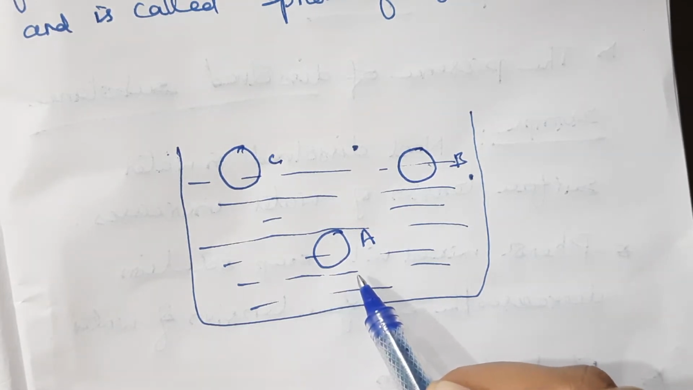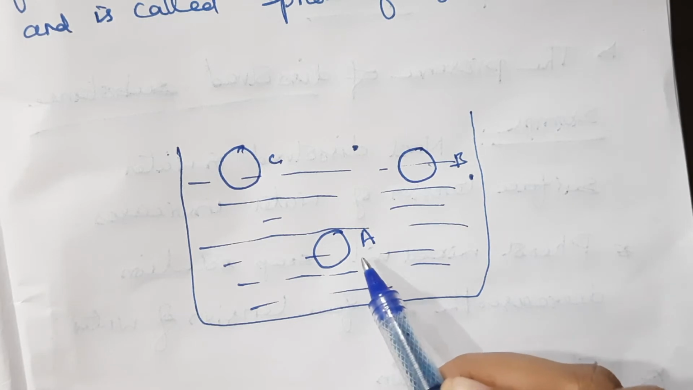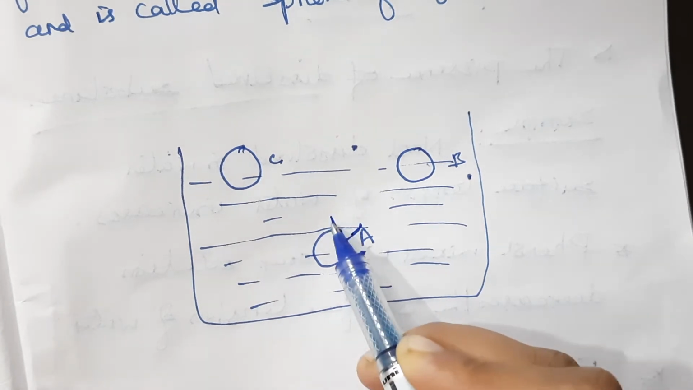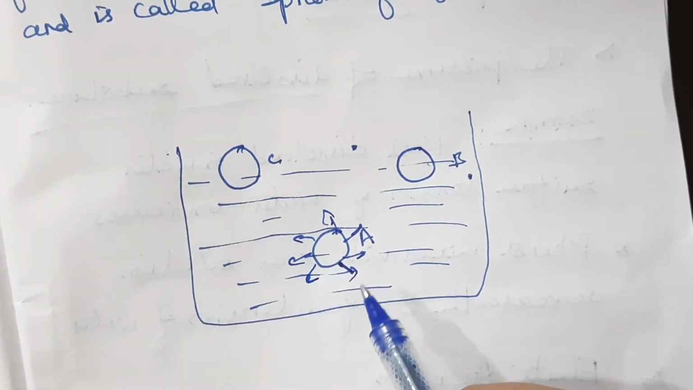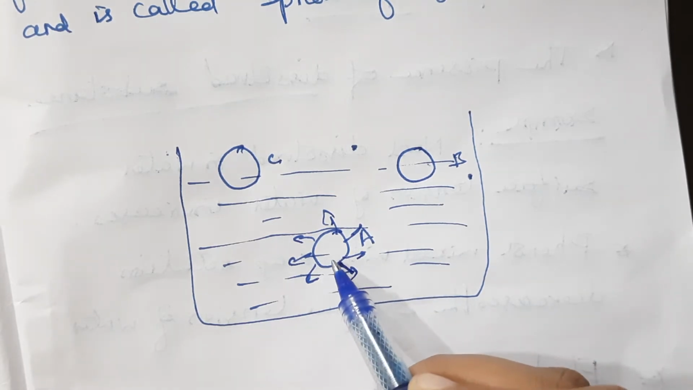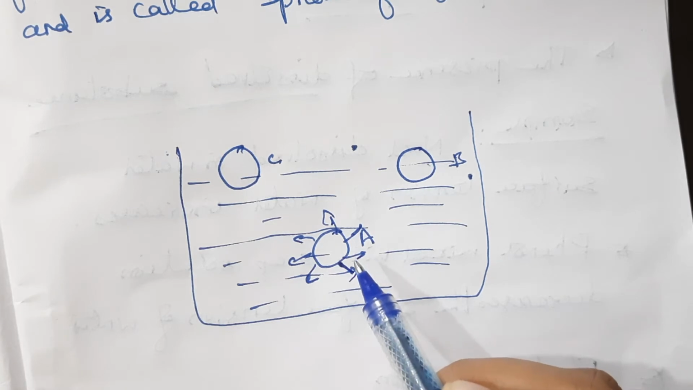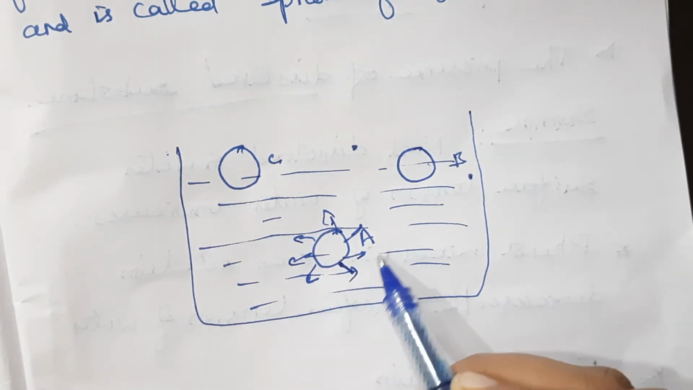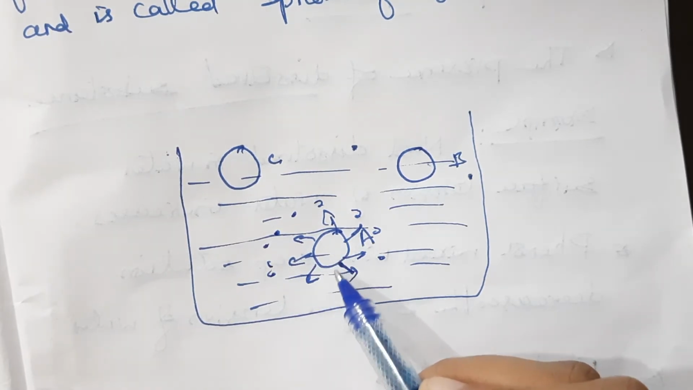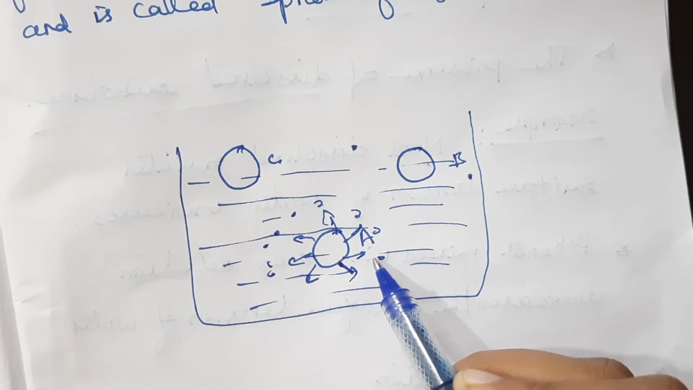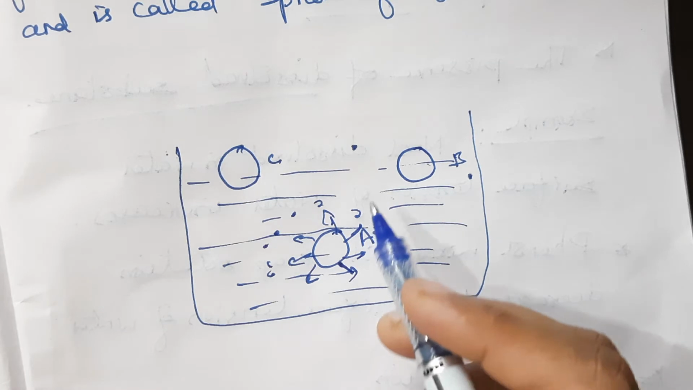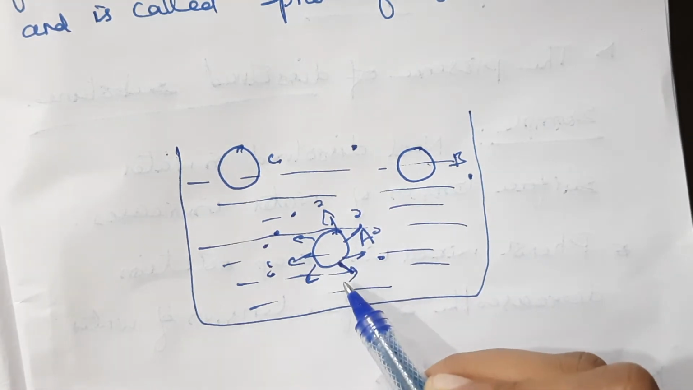Consider this molecule A. This is actually well inside the liquid. Am I right? Yes. So this molecule interacts in all directions. This molecule interacts with all other molecules in all directions, isn't it? So the net force experienced by this A is 0 because it is very well inside. Here the molecules are there, here the molecules are there. So everywhere this molecule will be getting attracted and interacted. So the net force experienced in all directions by this A is 0.